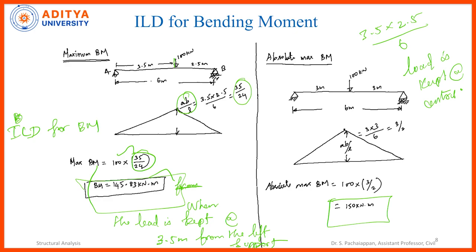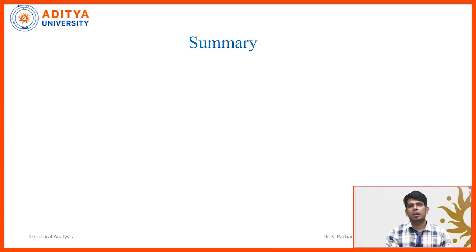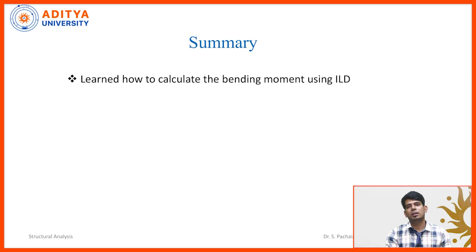So 150 kilonewton meter is the maximum value that we will get only at the center, when we keep the load at the center. That's why it is called the absolute bending moment. In the other case, the 145.83 is the bending moment for a particular location. So from this, you can understand how to apply the concept of ILD for a bending moment and calculate the bending moment value of a simply supported beam.